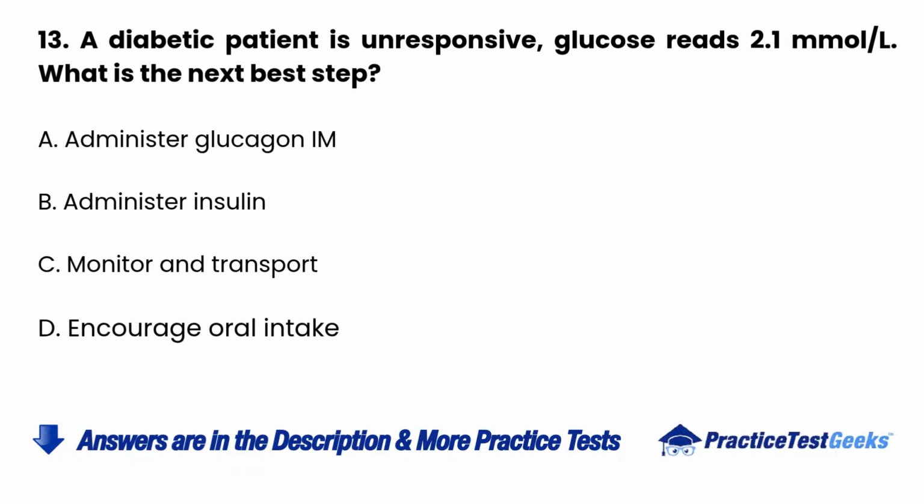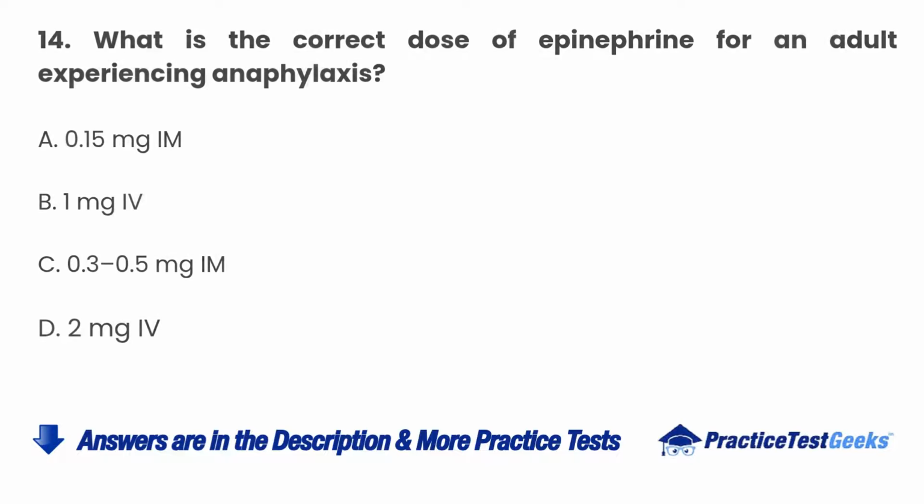13. A diabetic patient is unresponsive, glucose reads 2.1 mmol/L. What is the next best step? A. Administer glucagon IM. B. Administer insulin. C. Monitor and transport. D. Encourage oral intake.